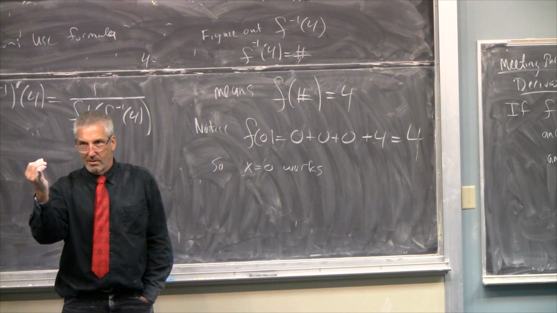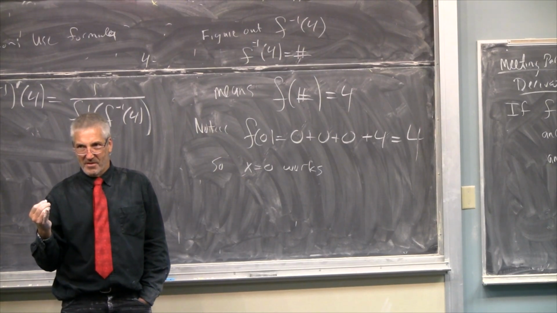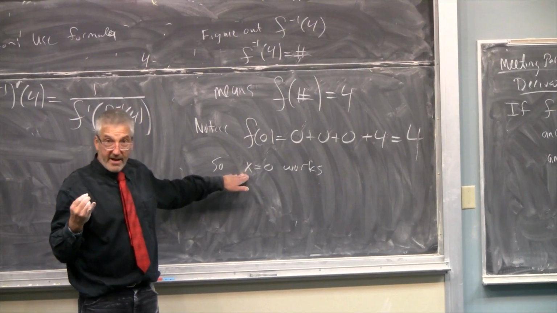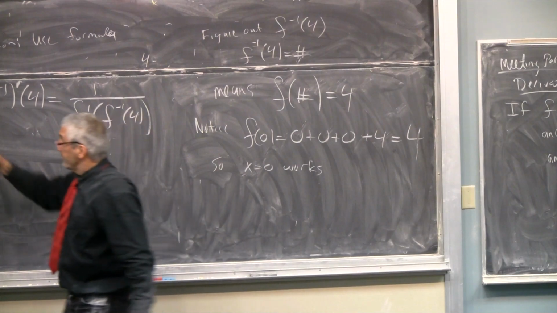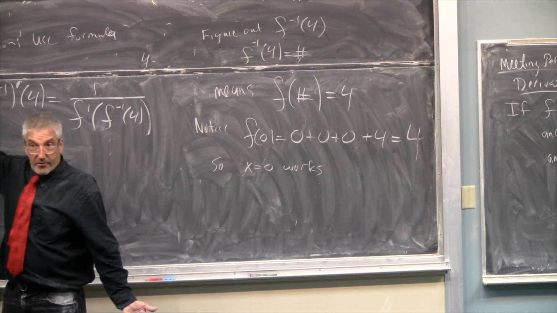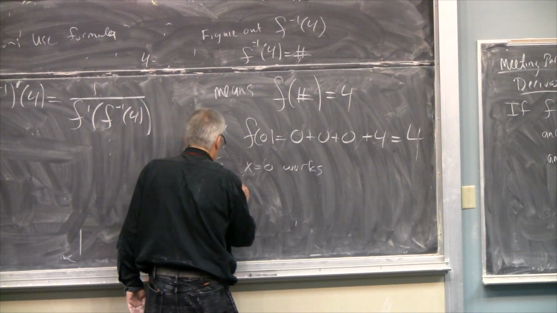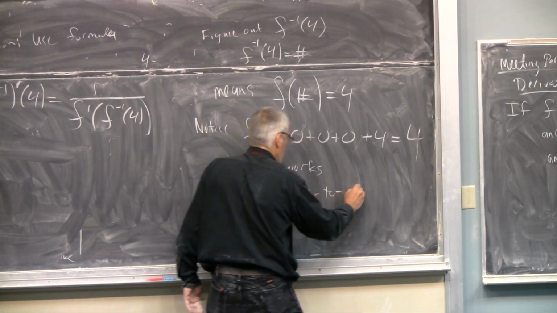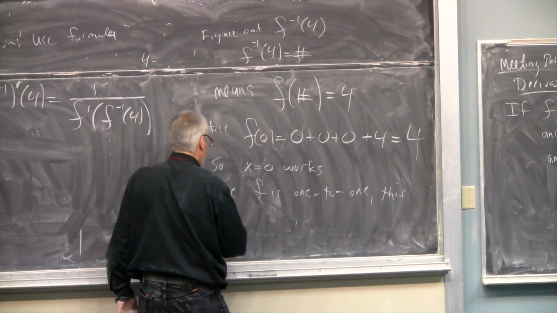No. Why? Because f of x is a one-to-one function. Exactly. F of x is 1 to 1. So I have found one x value that will give the y value of 4. F is known to be 1 to 1, so there can't be any other x values that give the same y value. So this is the only such x value.